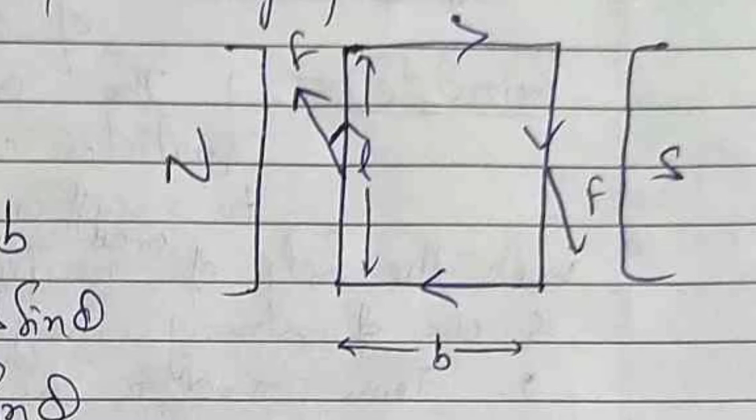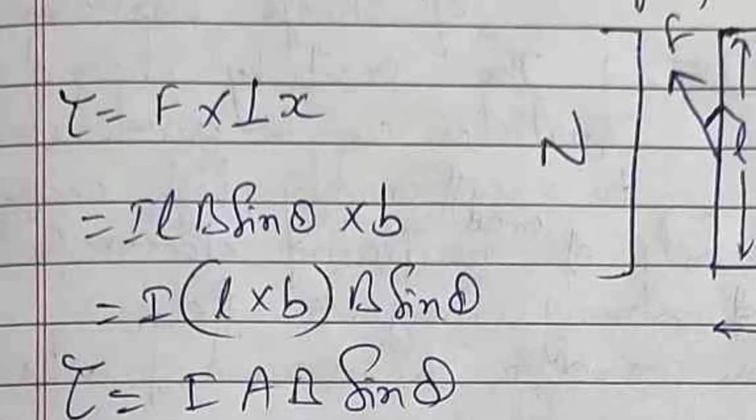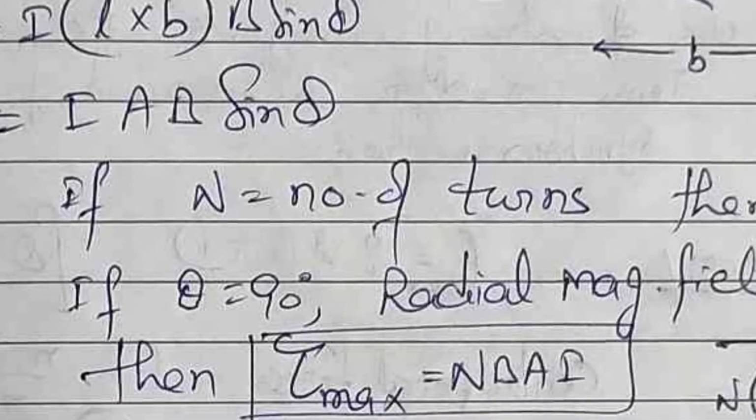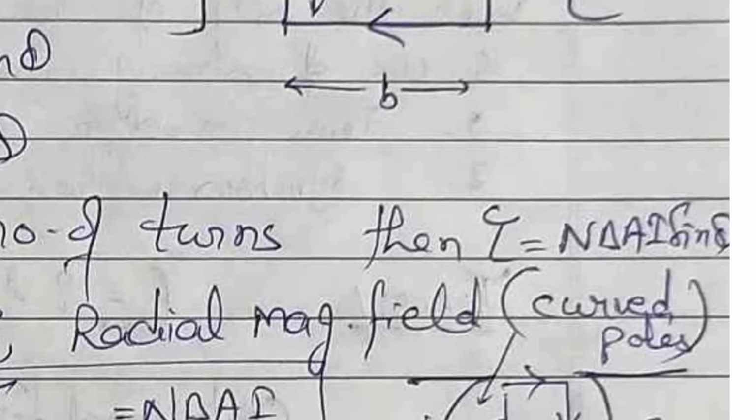What is the perpendicular distance? The perpendicular distance is its breadth, b. So F into the perpendicular distance gives the torque. Torque is ILB sin theta into b. So L into b is the area, so the formula becomes tau equals IAB sin theta. Let us say N is the number of turns, then the torque will be multiplied by N. So tau is equal to NBAI sin theta, meaning torque will increase N times.